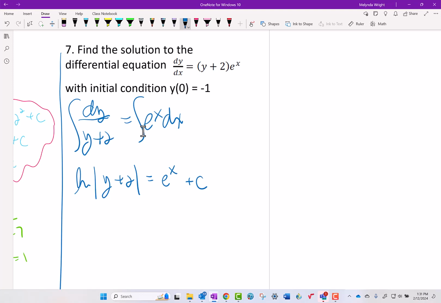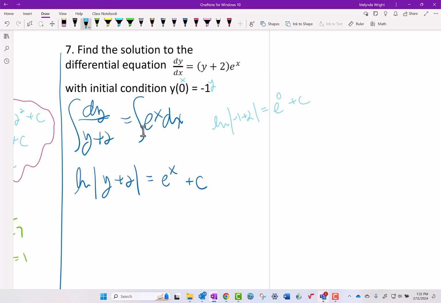Okay, so let's do that. So we've got ln of, let's see, y is 0 plus 2 equals e to the negative 1 plus c. I have it reversed, don't I? Yep, I have it reversed. So the x, let's see, is the minus 1. This is the x and this is the y. Okay, so the y is this one. So I've got negative 1 plus 2, and then it's e to the 0.